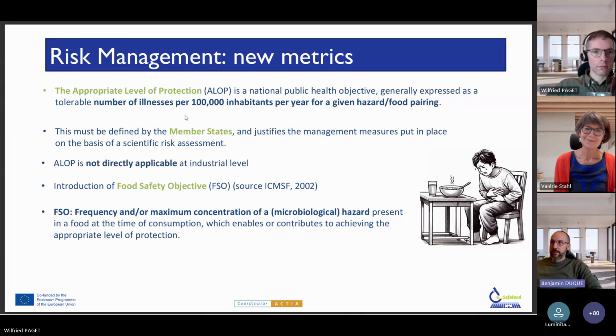The second metric, the FSO, is expressed as a frequency or a maximum concentration of a microbiological hazard, but it could also be chemical. But in our case, it's a microbiological hazard present in the food at the time of consumption, which enables or contributes to achieving the ALOP. And we'll have an example later of a link of the two metrics and other metrics.